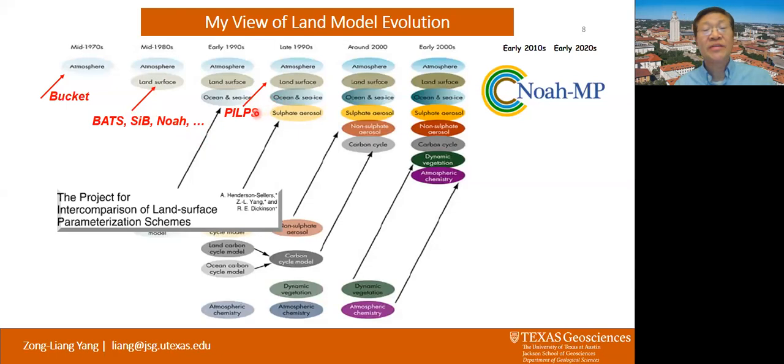This international intercomparison, the so-called MIP effort, took about 20 years. Over this period of time, we learned a lot from each other. As a result of that, the Community Land Model was developed in the late 1990s or early 2000s.